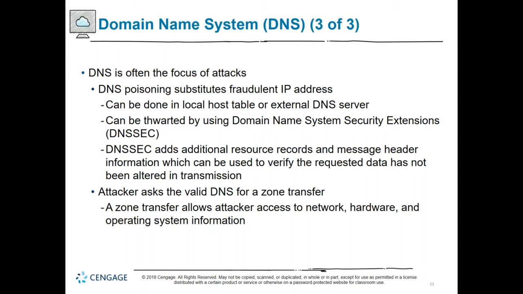So you could use the Domain Name System Security Extensions to help protect against this, and this adds additional resource records and message header information that can be used to verify requested data has not been altered in the transmission. Now, when an attacker asks the valid DNS for a zone transfer, that zone transfer allows the attacker to access network, hardware, and operating system information.